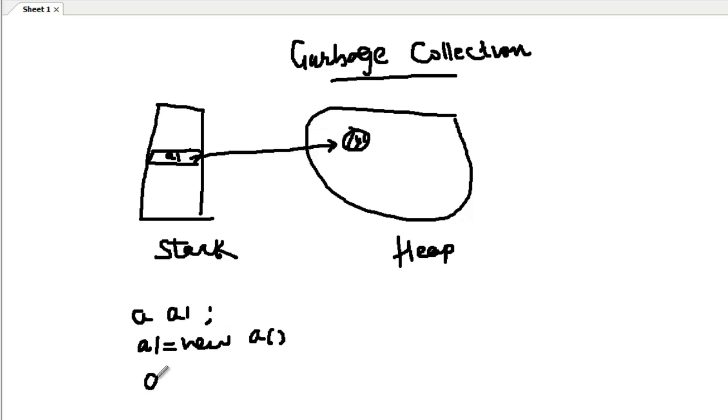So similarly, I can even directly create an object say A2, and another reference comes on the stack called A2, and it points to some object on the heap.